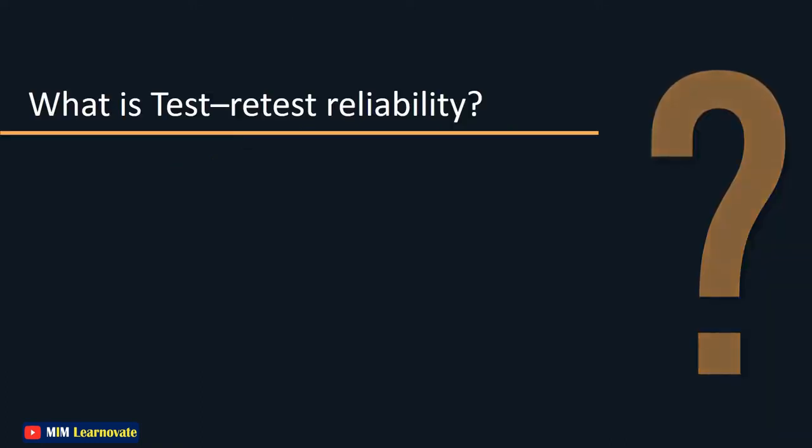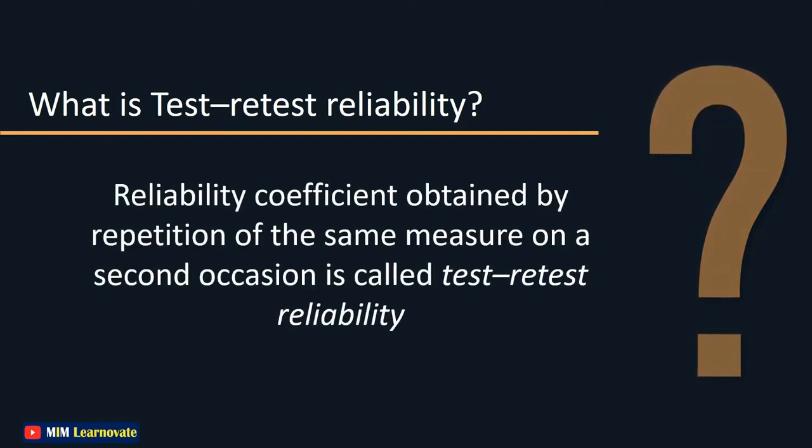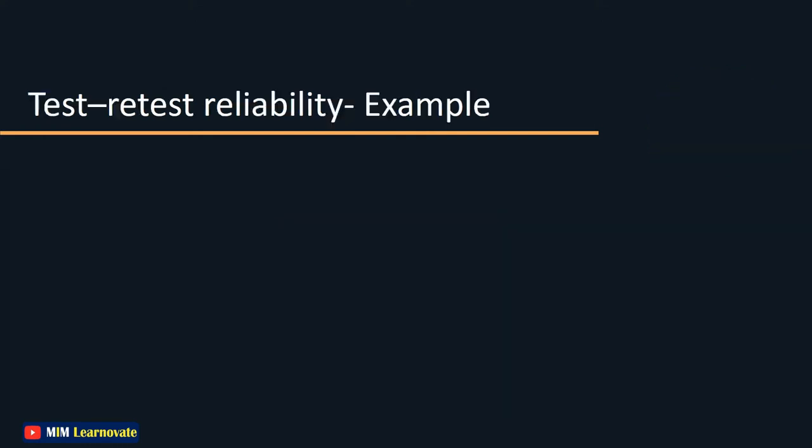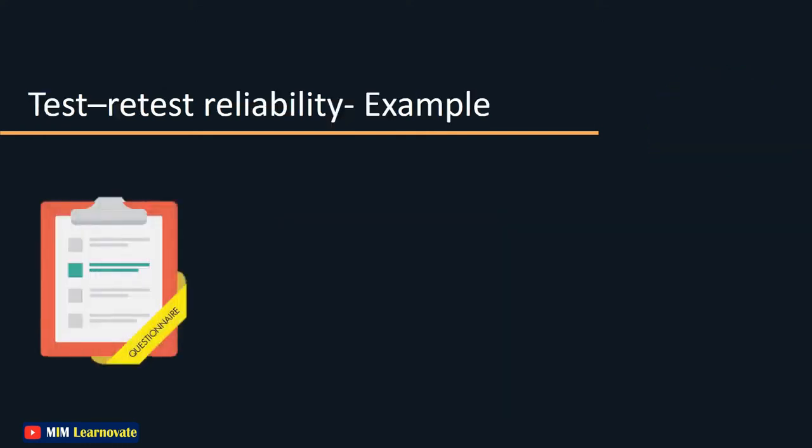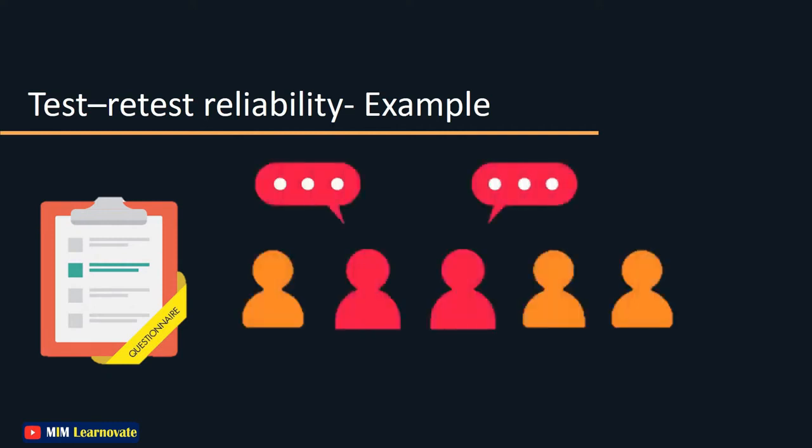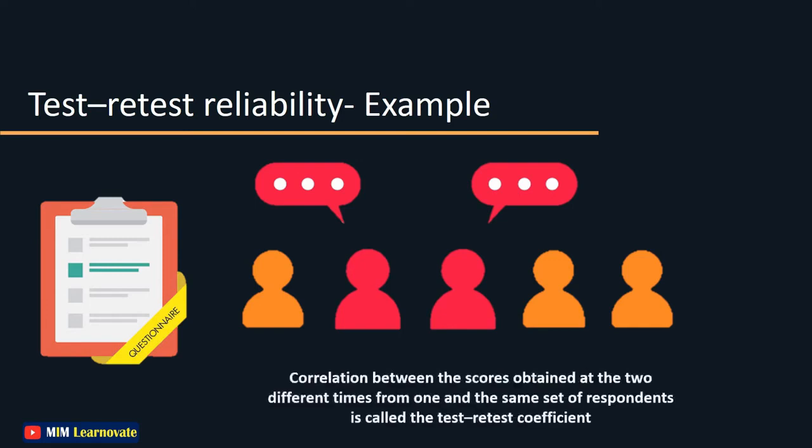What is test-retest reliability? The reliability coefficient obtained by repetition of the same measure on a second occasion is called test-retest reliability. Test-retest reliability example: a questionnaire containing some items that are supposed to measure a concept is administered to a set of respondents, and then again to the same respondents, say several weeks to 6 months later. The correlation between the scores obtained at the two different times from one and the same set of respondents is called the test-retest coefficient. The higher it is, the better the test-retest reliability and consequently the stability of the measure across time.